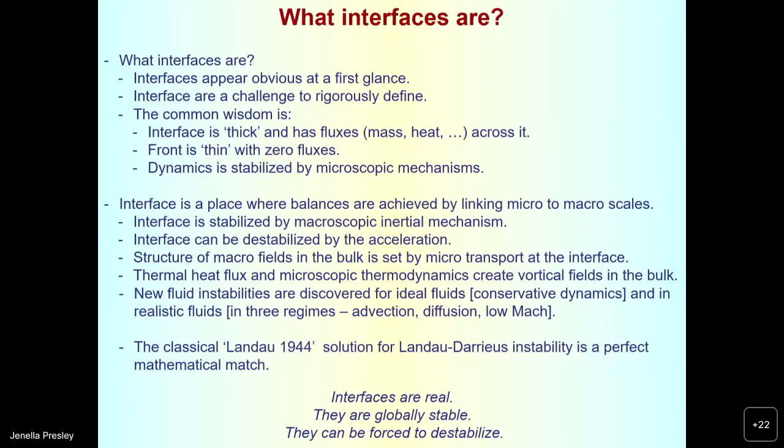Interfaces can be destabilized by the acceleration. The interface structure of macroscopic fields in the bulk, this is the main result that we are obtaining, is set by the microscopic transport at the interface. In other words, the bulk adjusts to what we have at the interface, not the other way around. And we also found that thermal heat flux and microscopic thermodynamics are responsible for creation of vortical fields in the bulk. Essentially, the vortical fields are energetic rather than dynamic in nature.